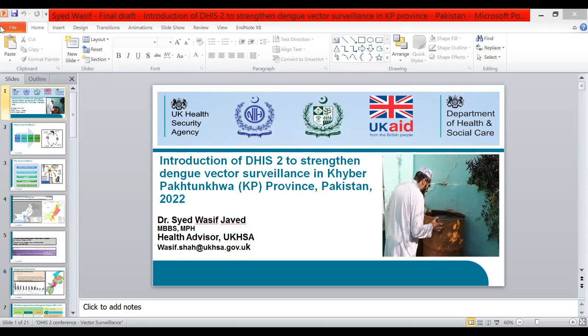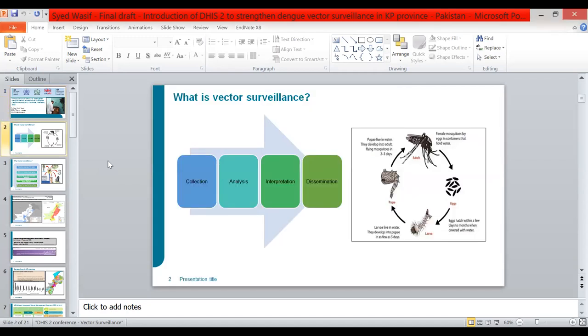So we knew that vector surveillance is basically an ongoing systematic process of collecting. Can I ask you, please, if you can put it in presentation mode so it's bigger for us also to see? Okay.